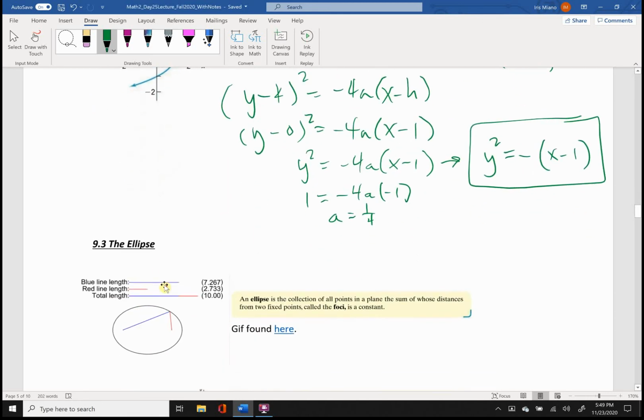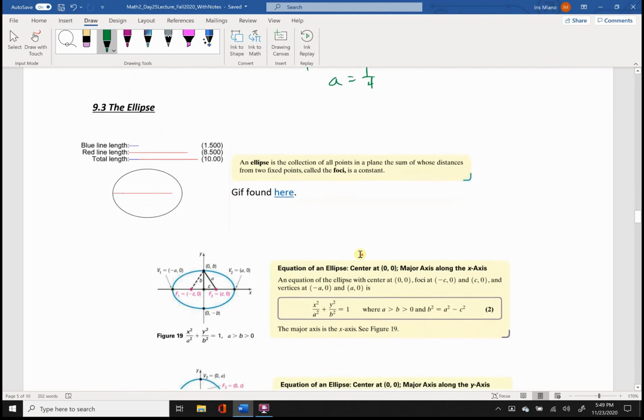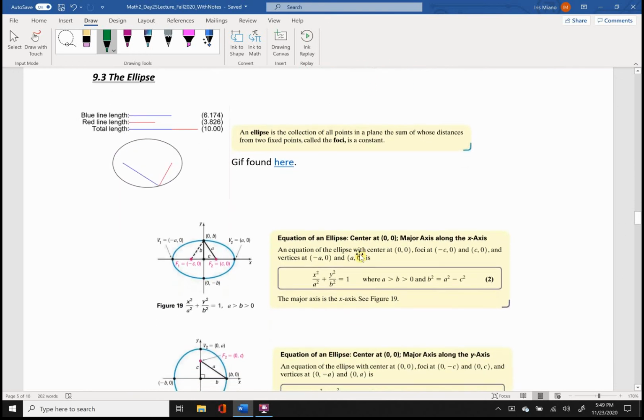Just like I had a GIF for parabolas, I have another one for ellipses, and I made this one markedly smaller for no particular reason. An ellipse is a collection of points whose sum of distances from two foci, that's the plural of focus, is the same. As you see in this figure, as we move around the outer edge of this ellipse, we have two distances, blue and red, between the moving point and the two foci. If you add those two distances together, it is constant throughout. That's the definition of an ellipse as we see it.